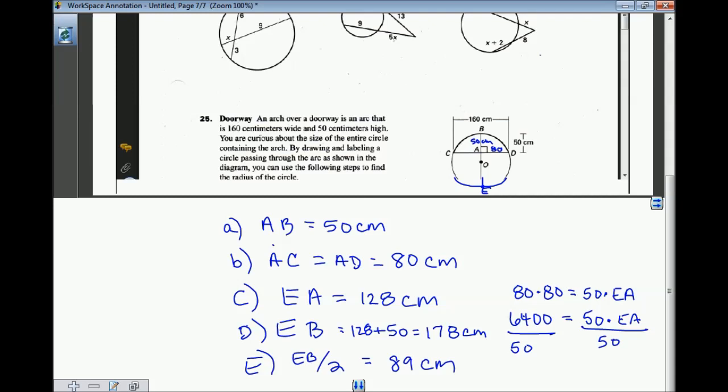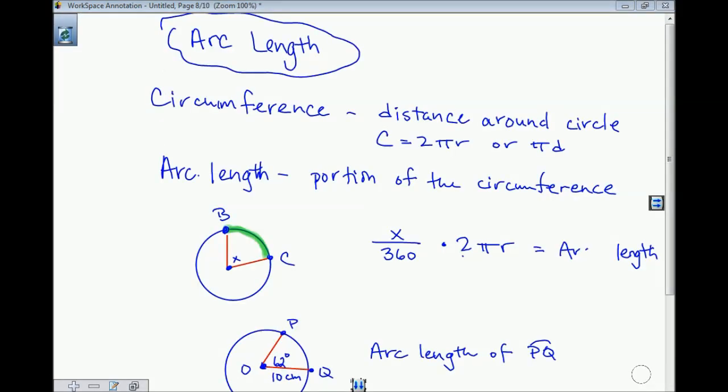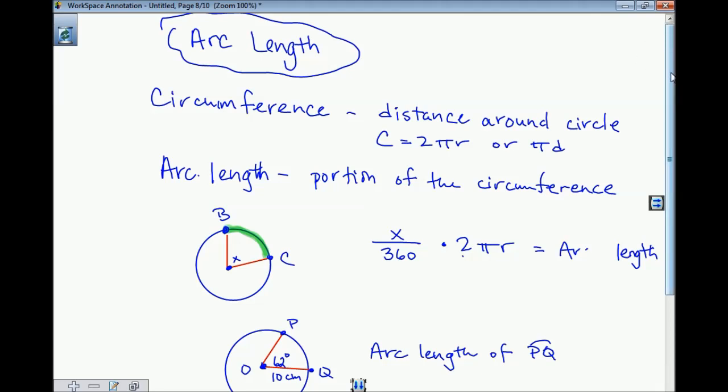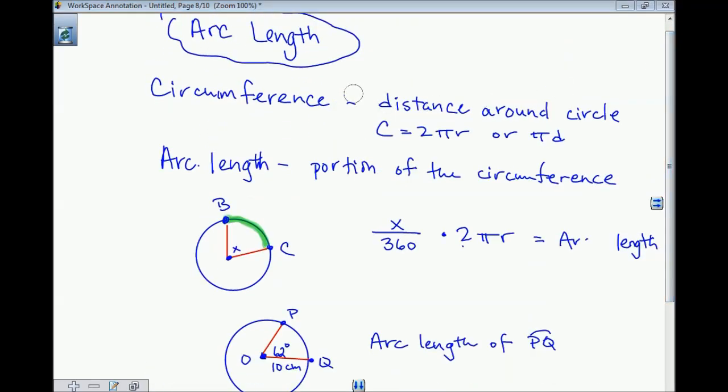Our lesson today is about arc length. Today's notes are on arc length, and arc length is defined based on circumference. So let's take a look at what we already know about circumference. Circumference is the distance around the circle, and we have two formulas for that. Circumference equals 2 pi r, or pi d.